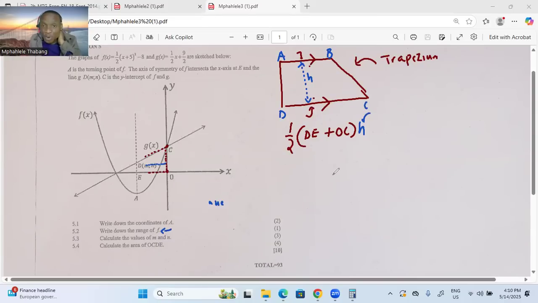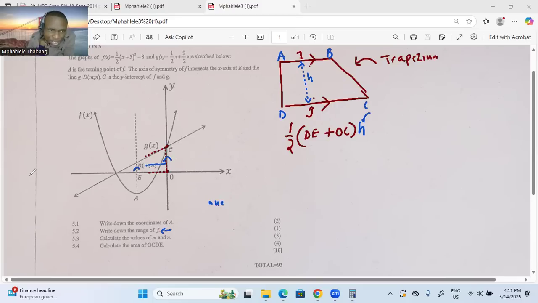Go and confirm the formula. This is what comes to my mind, and I think it's right, but just go and confirm it. The only time I say something is when I am guaranteed and so sure. If I'm not sure about something, I will say, go and confirm it. I don't want you to say that guy gave me wrong information. So if you are calculating the area of this OCDE, you can use the formula of a trapezium because OC is parallel to DE, as they are both vertical lines.